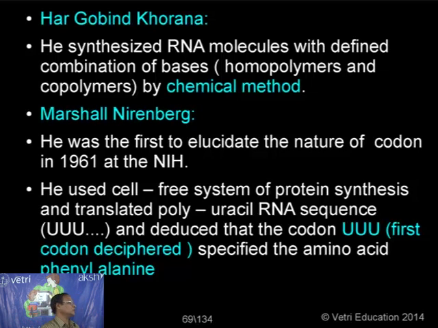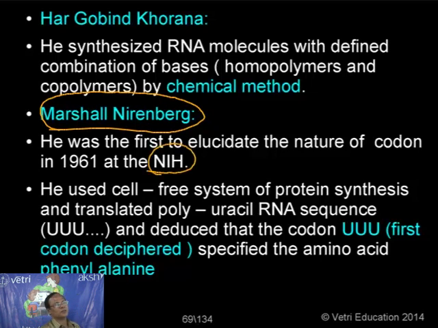But there was a person by the name Marshall Nirenberg. When you are talking about the genetic code, you have to remember this person. He was the first person to elucidate the nature of the genetic code, the nature of the codon. That was in 1961 at the National Institutes of Health in America. He was the first person to explain the nature of the codon.